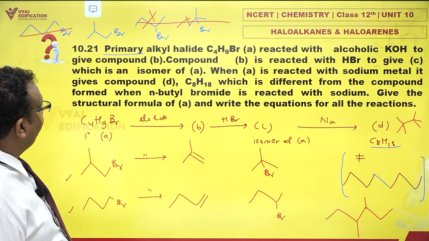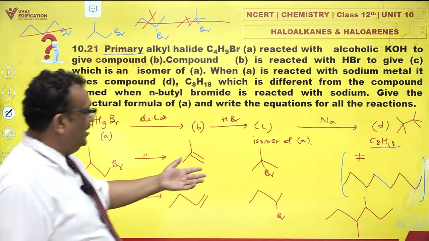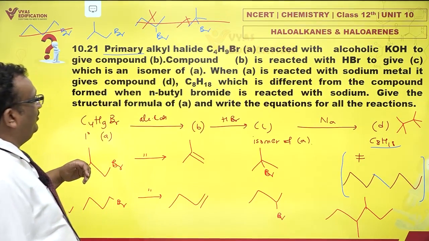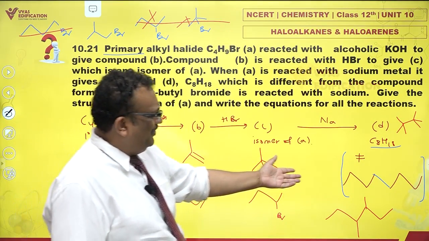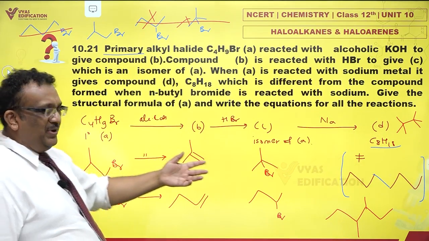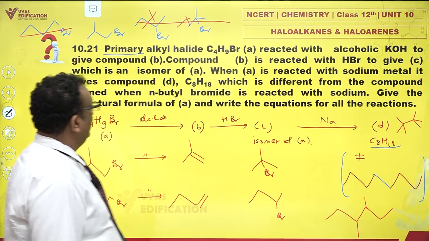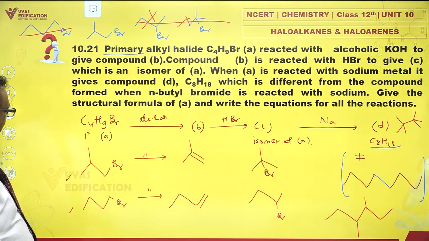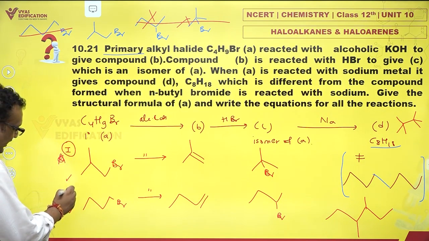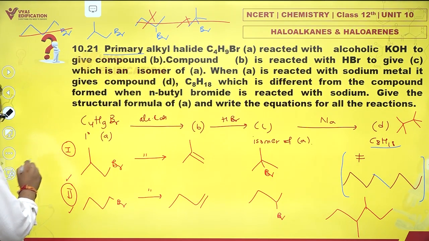What else? When A is reacted with sodium metal, it gives compound D. A with sodium metal gives D, yes, which is different from n-octane. We very well agree it is anyway different from n-octane, big deal. That last step is pretty useless. This was anyway not being formed. So, what are the offers? Well, structural formula of A, 1 and 2. As per NCERT, both of them are seemingly the answers.